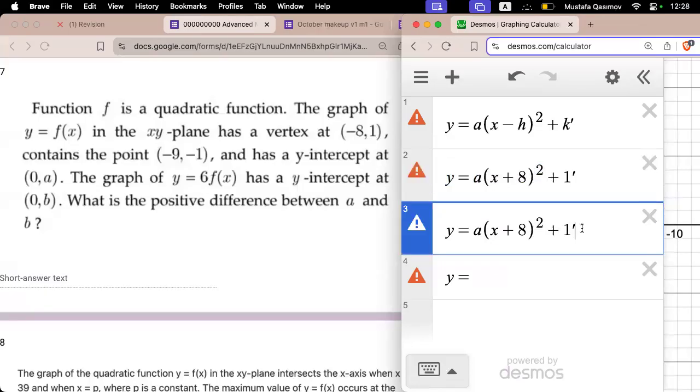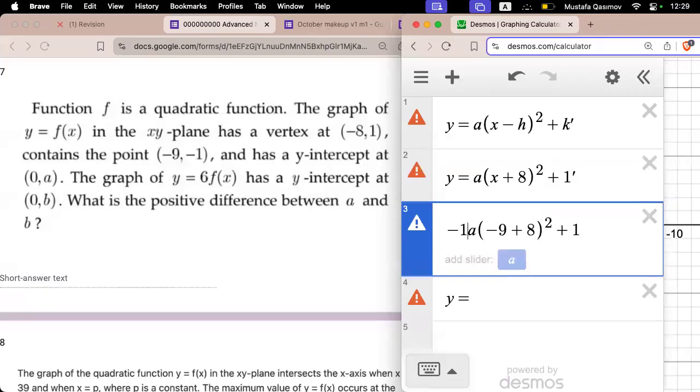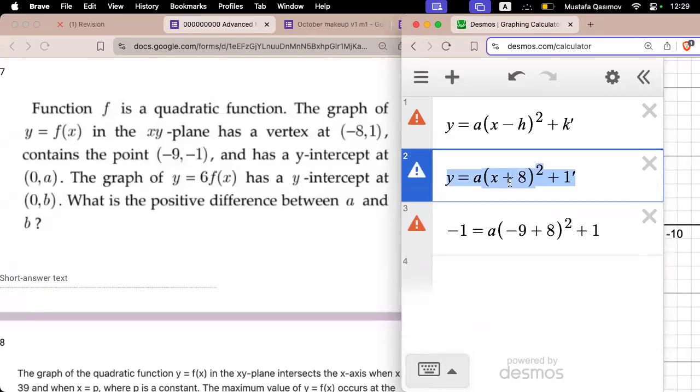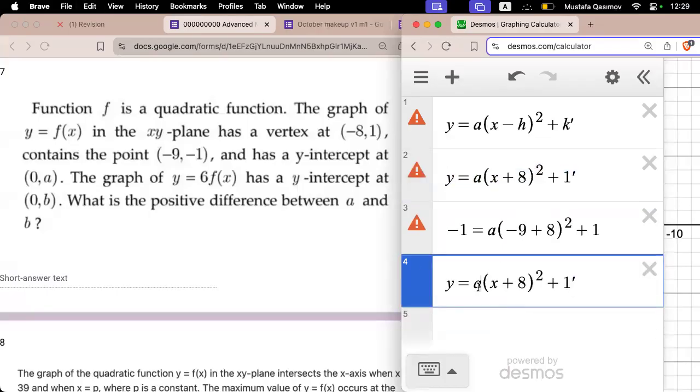Okay, now we have to find a. If you don't know a, it's not the whole equation or whole function. You cannot write 1 instead of a, you have to calculate it using that point, negative 9 and negative 1, negative 1 and negative 9. If you calculate it, you will get, I think, negative 2. Okay, after that, we can write negative 2 instead of a.